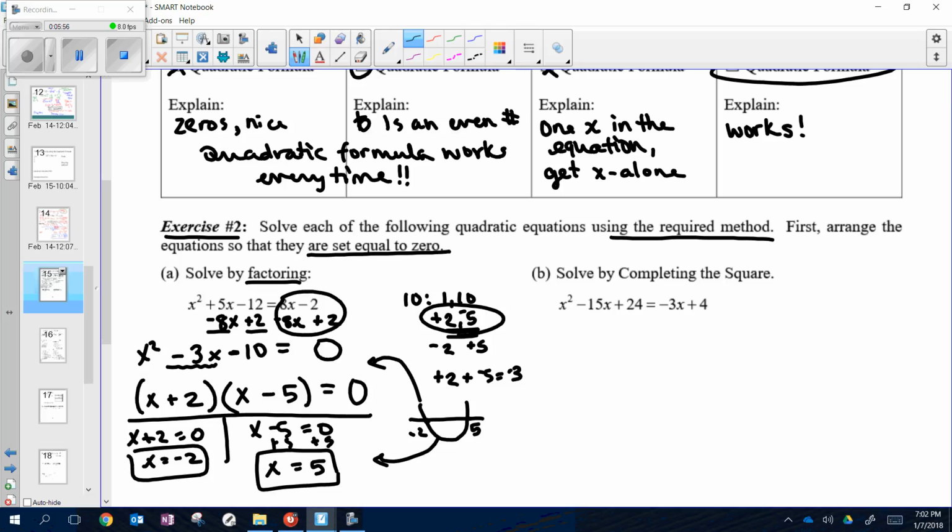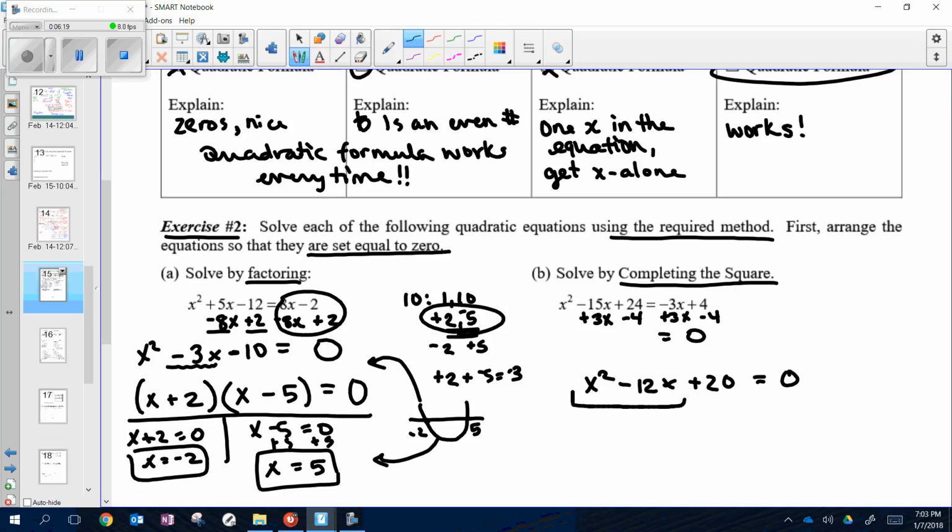Okay, solve by completing the square. I always like to get everything over to the other side, so I'm going to add 3x and subtract 4. I now am looking at x squared minus 12x plus 20 equals 0. So this is what I'm completing the square on: x squared minus 12x plus blank plus 20. I'm going to end up adding something in and taking it off to balance it out with my 0.